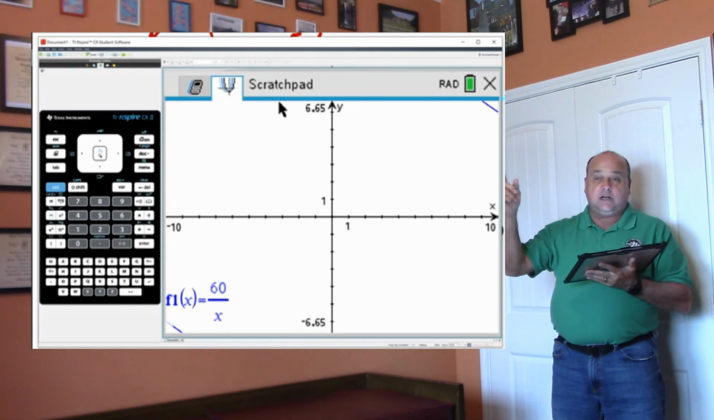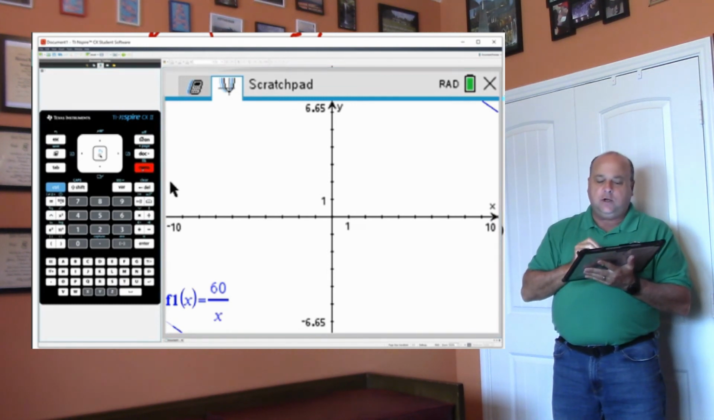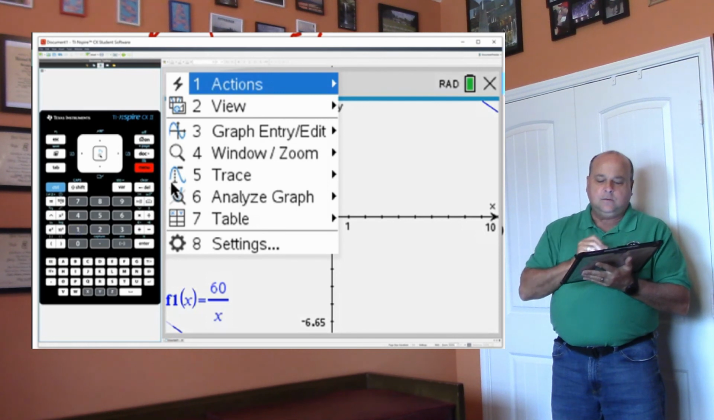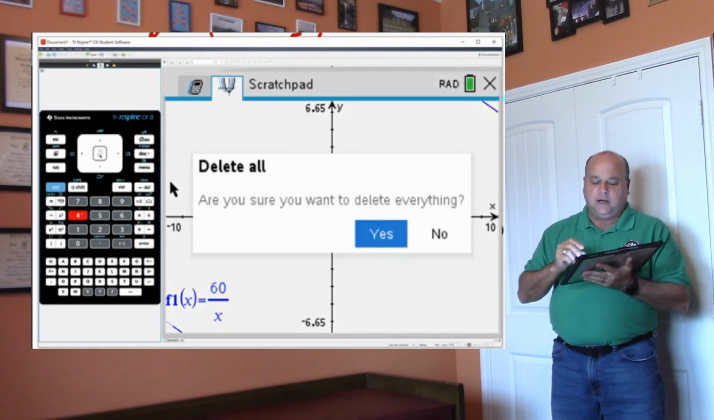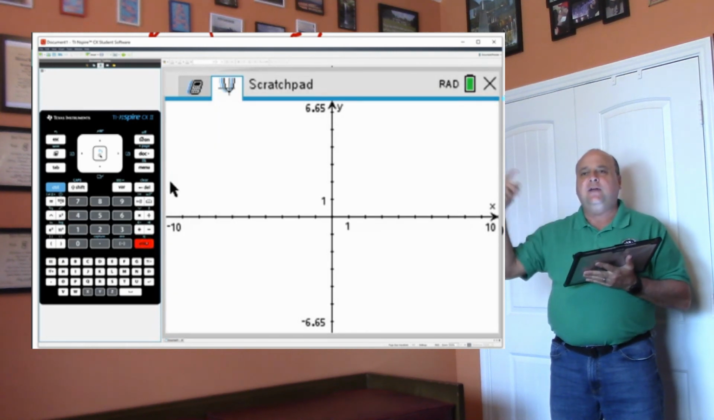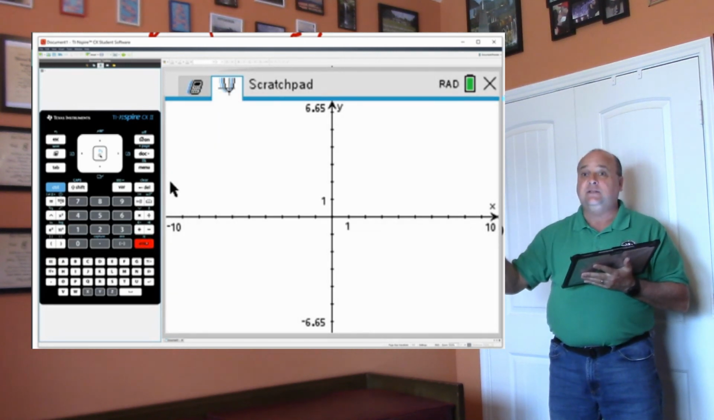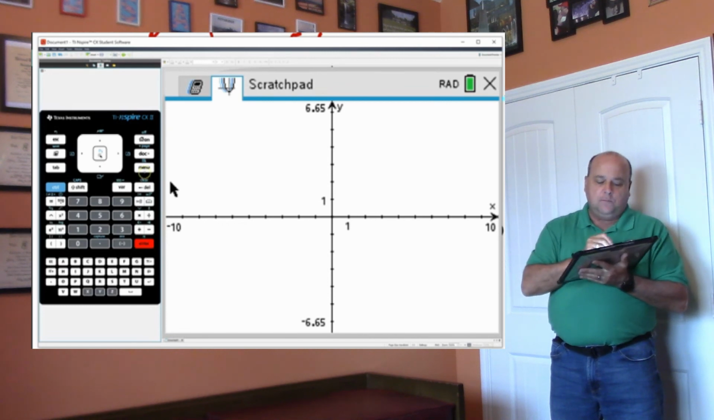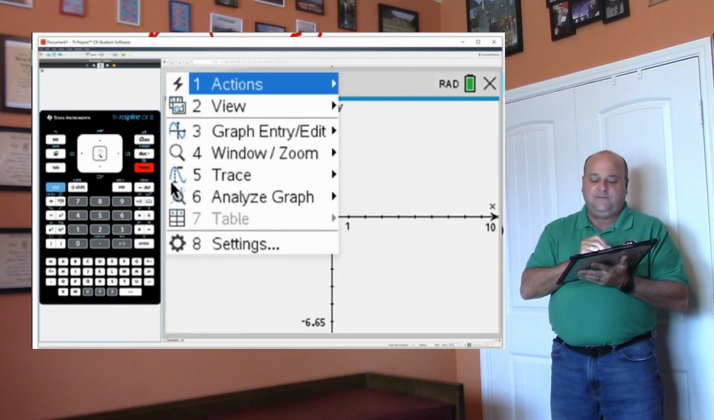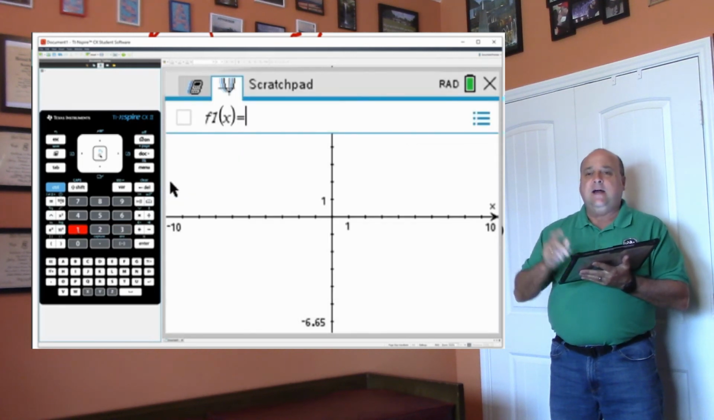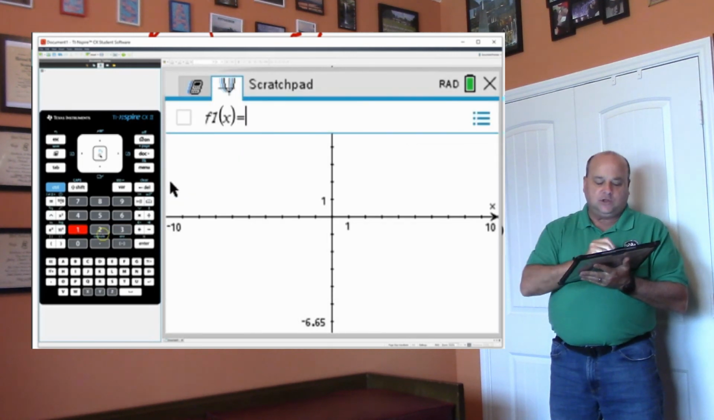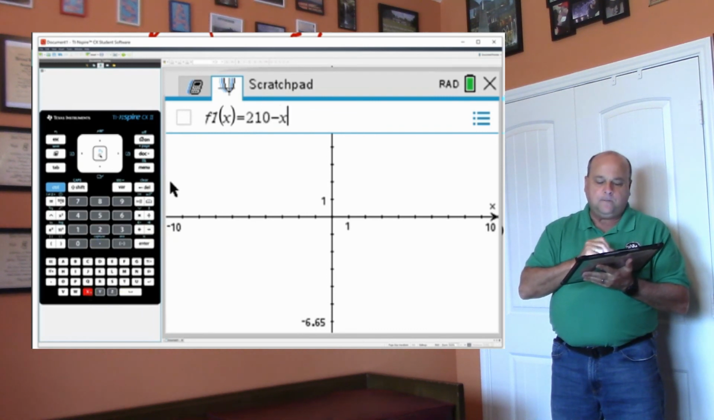Now then, we want to delete the old graph. So Menu, Actions, and delete all. 4. Menu 1, 4 deletes everything. Hit Enter. Now that I need to graph, this is what I said. This is going to be tedious to do. So Menu, where does it say Graph? At 3. And we want to graph a function, which is 1. Now then, we want the 210, don't we? So we're going to punch 210 divided by x. Not minus x divided by x.